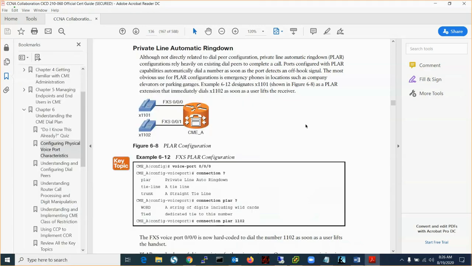Right, so we're going on to do private line automatic ring down. You might say PLAR. That is just something where a phone rings another phone automatically as you raise the handset.